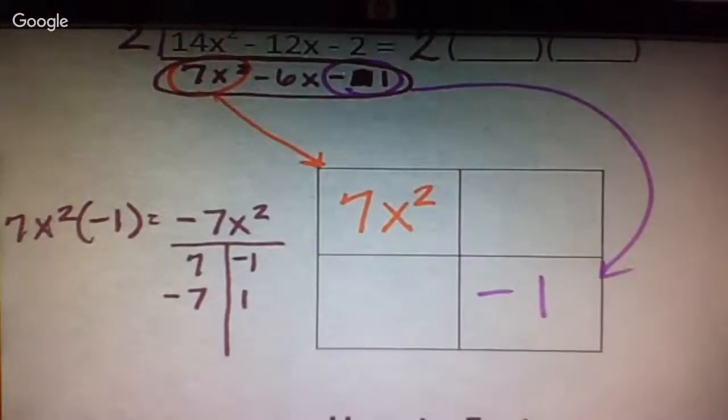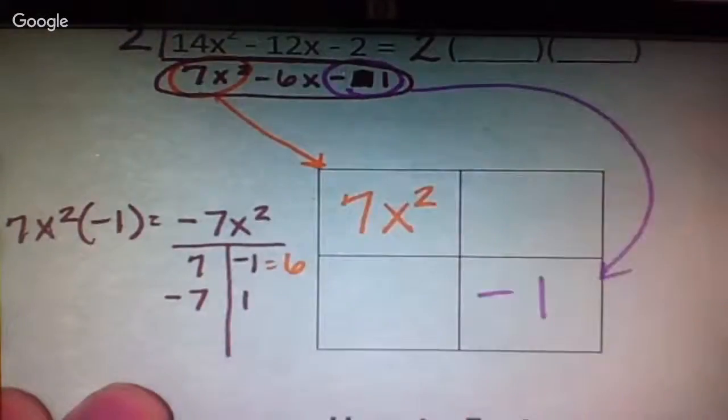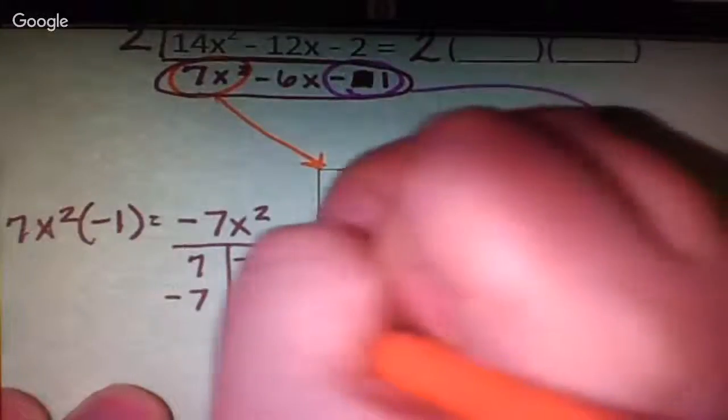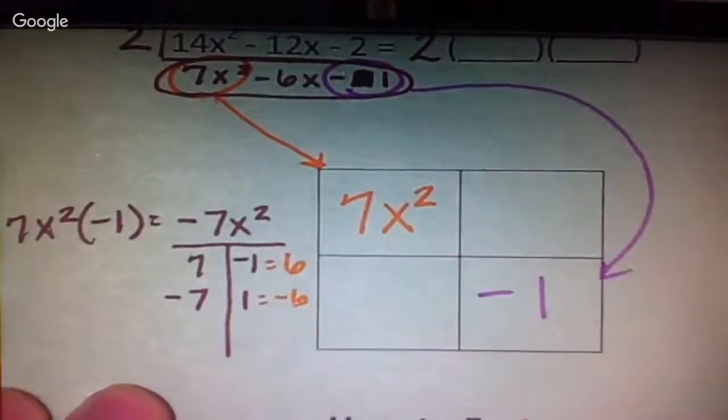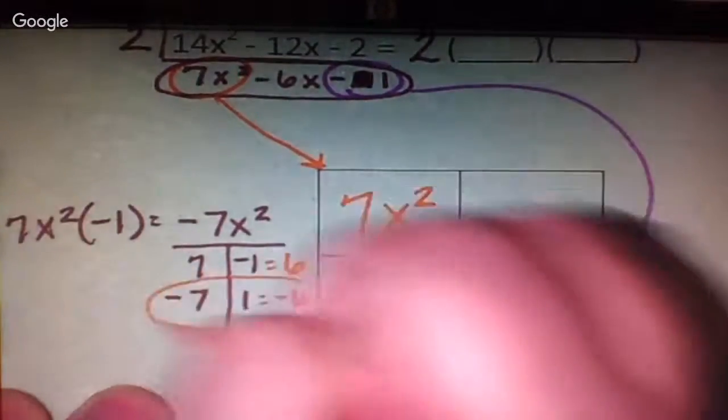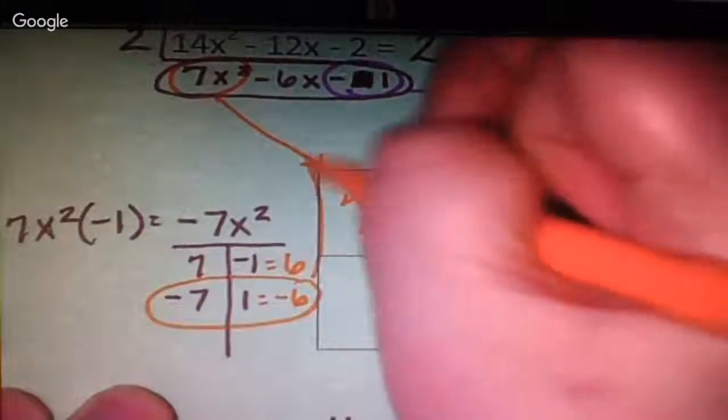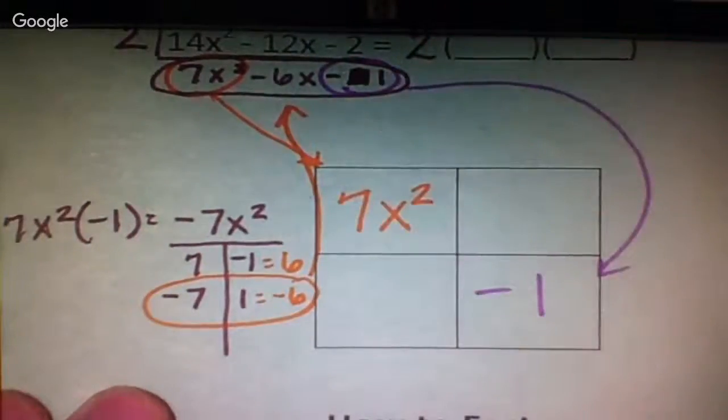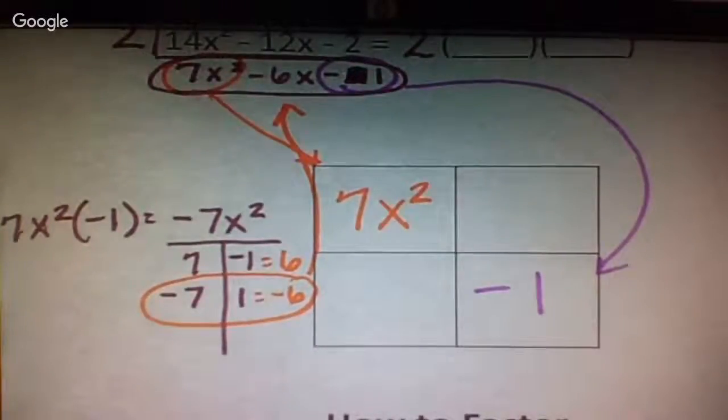Okay, so now my goal is to pick one of these that when I put them together, I get this middle term, negative 6. So positive 7 and negative 1 gives me positive 6. Negative 7 and positive 1 gives me negative 6. And again, I want this to match this. So I want to use negative 7 and positive 1.